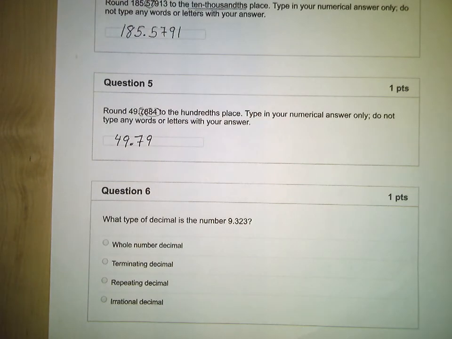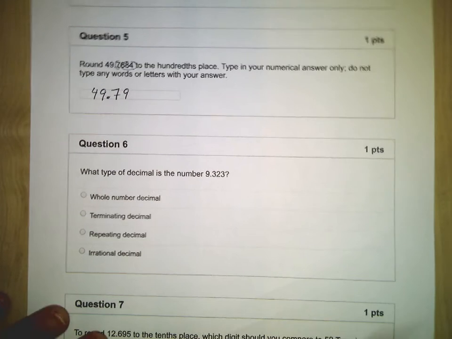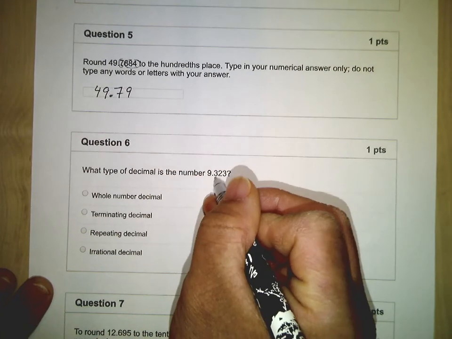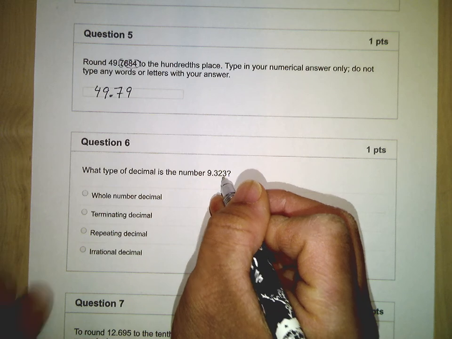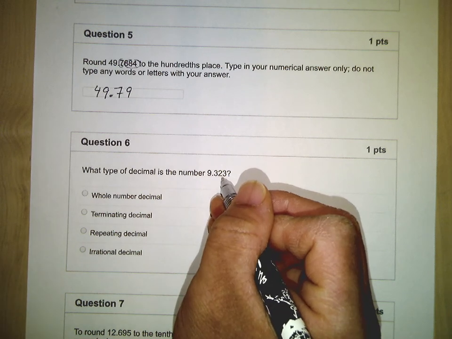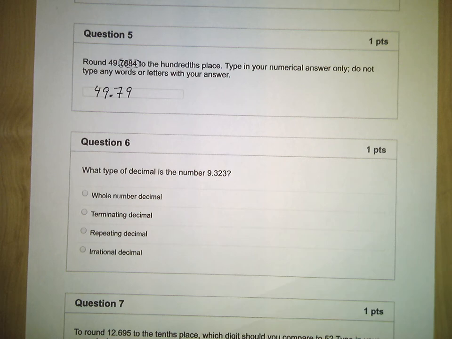So now let's move on to different types of numbers here. So what type of decimal is the number 9.323, or 9 and 323 thousandths? And you see some different examples of numbers here. So one of them is whole number decimal. So these are whole numbers that can be written as decimals here. So let me give you some examples of that.